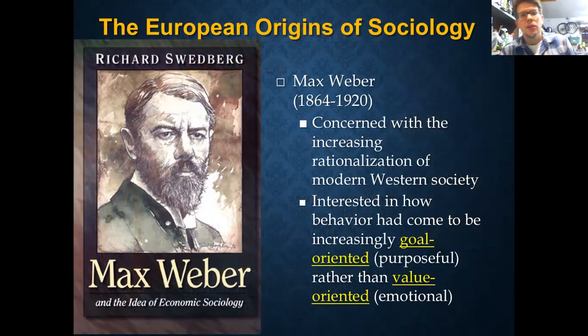Next one, Weber. Max Weber right here was concerned with the increasing rationalization of modern Western society. He's looking at people who are using their rational thought process, and they're thinking about things not in mystical ways. If the moon passes in front of the sun and it's an eclipse, this is not necessarily some sort of crazy miracle, but rather something that can be explained and that there probably is a solution to. Even if you can't find that solution right away, you can at least identify the fact that it is in fact possible. Weber was interested in how behavior can come to be increasingly goal-oriented rather than value-oriented.